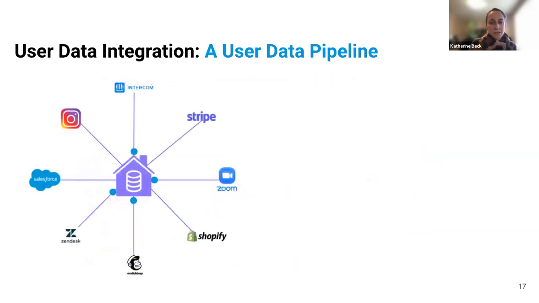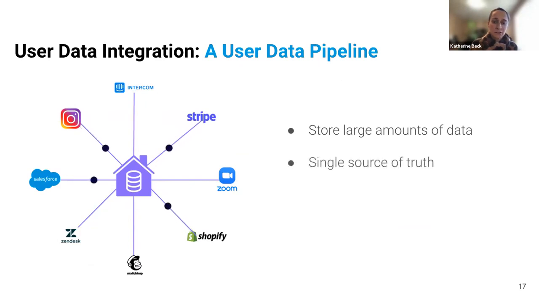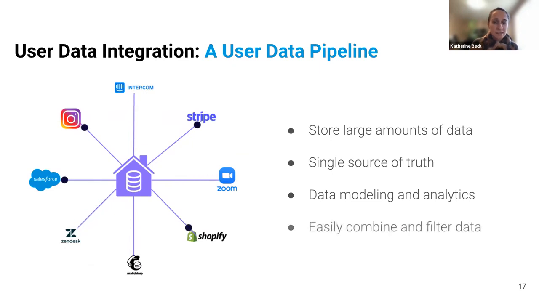Placing a cloud data warehouse at the center of your pipeline also provides several other benefits. The warehouse allows for the storage of large amounts of data with very little infrastructure management and instant scalability. Warehouses can also serve as the single source of truth if 2 departments ever have conflicting data. And data modeling and analytics tools can be built on top of the warehouse and can aid in making important business intelligence decisions. Last, the warehouse offers the ability to combine and filter data from multiple sources in order to sync with another destination.